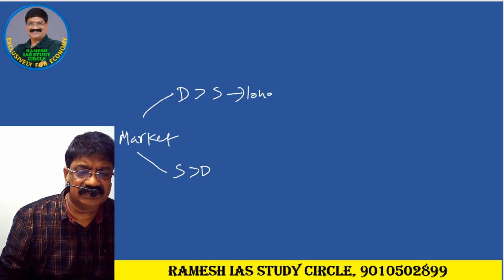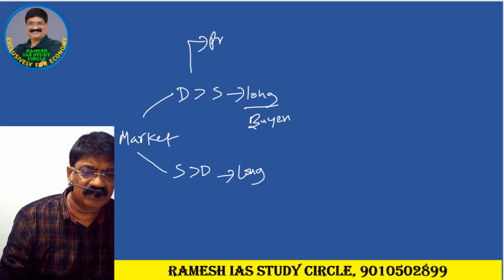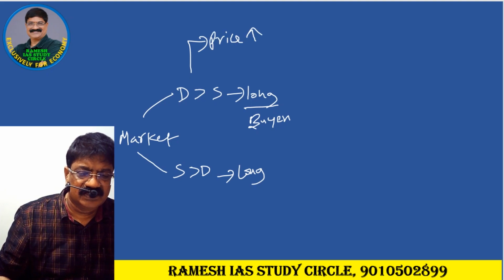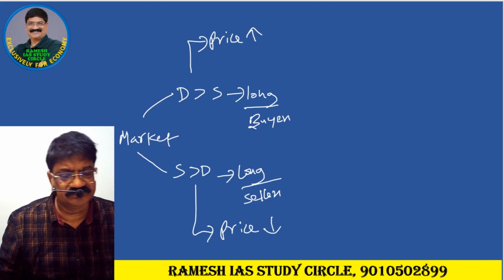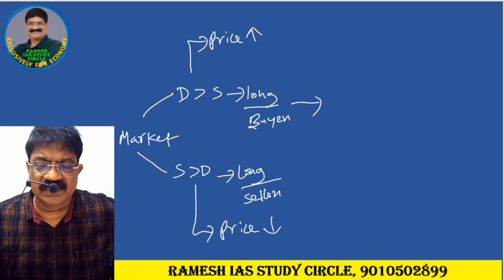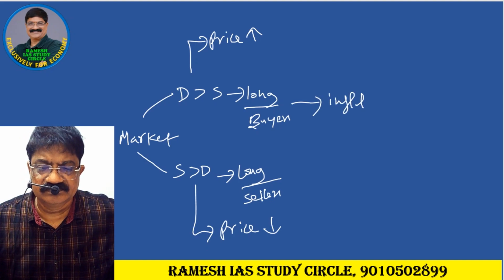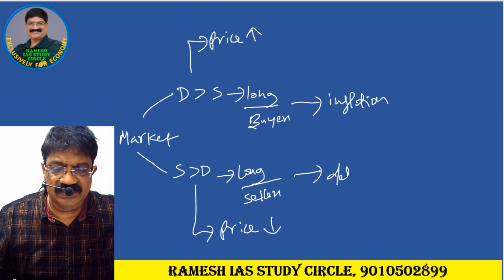Here, over a long period, about 12 months, buyers are affected. Why? Because price is up. Here sellers are affected. Why? Because price is down. The price enhancement over a long period can be treated as inflation, and the price decrease over a long period is treated as deflation.